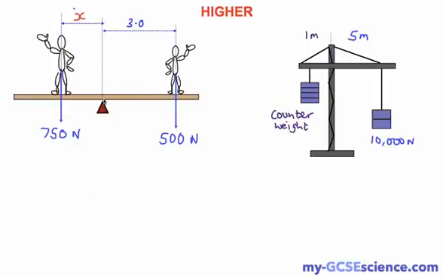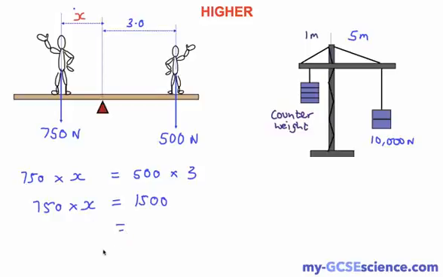So for this one over here, where we've got two people balancing on a seesaw or a beam, we know we can work out the clockwise moment. So we've got 500 times 3 on this side, and on the opposite side we've got 750 times x. If we tidy that up a little bit, we've got 1500. 750 times x equals 1500. Divide both sides by 750, so we have x is 1500 divided by 750, and that gives our x, which is our distance, of 2 meters.